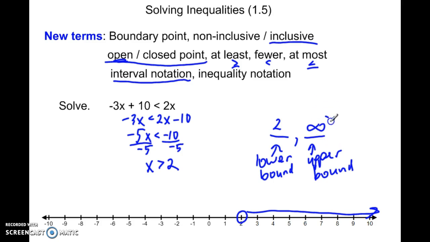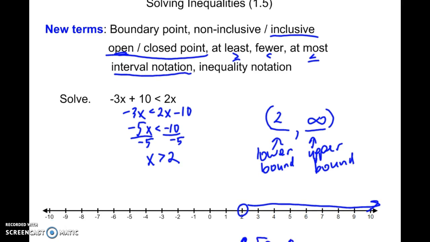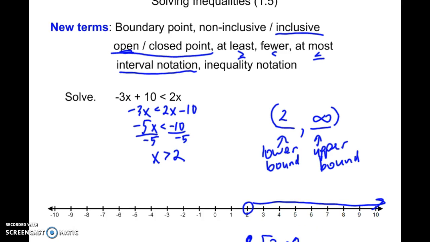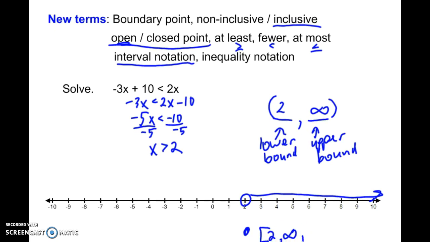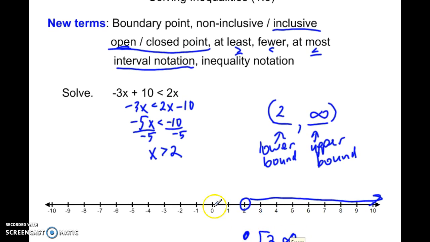Infinity always has a parenthesis on it. That means it's not included, it's not an inclusive point. And since this is an open circle, I'm also going to put a parenthesis at the 2. If this was a closed circle, I would put a bracket there by the 2.